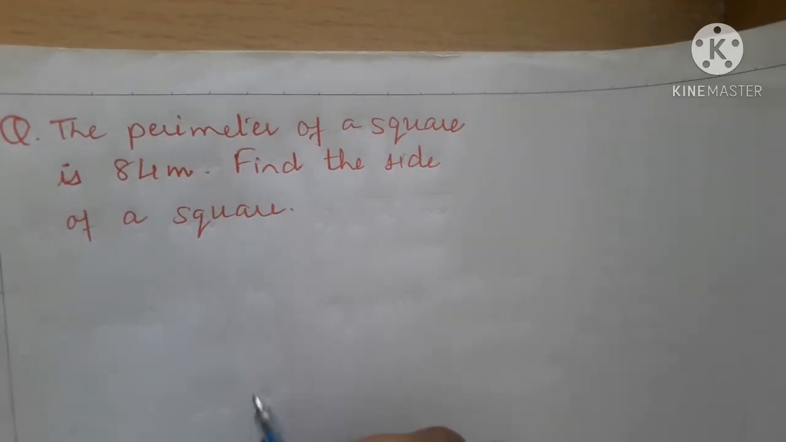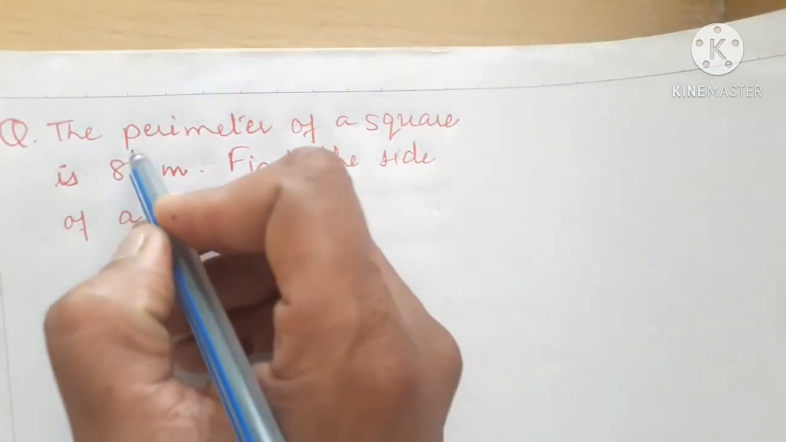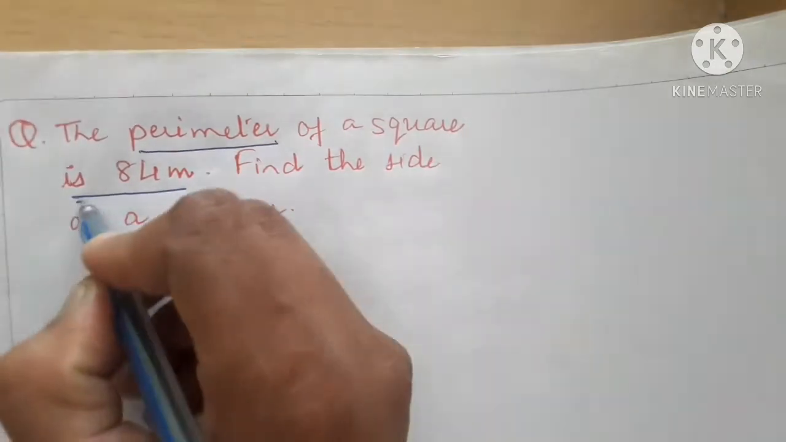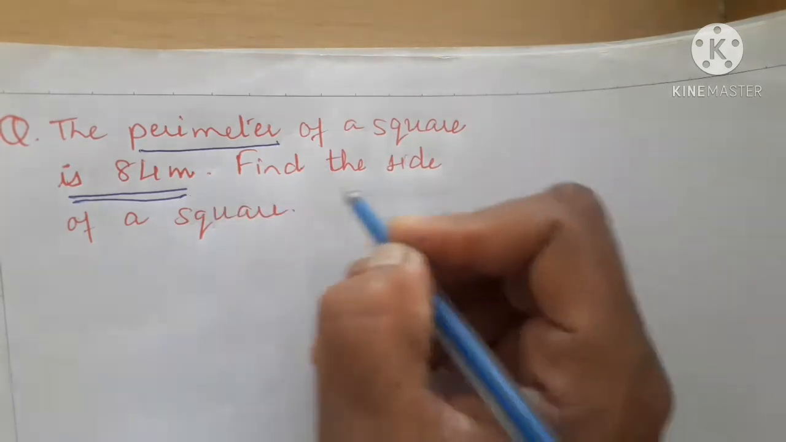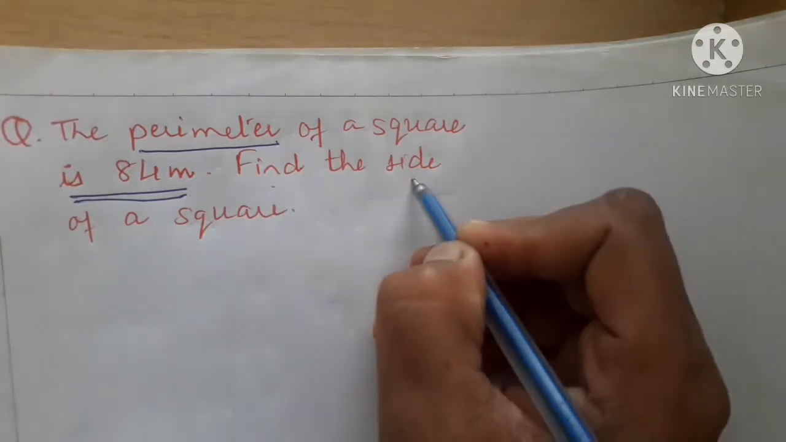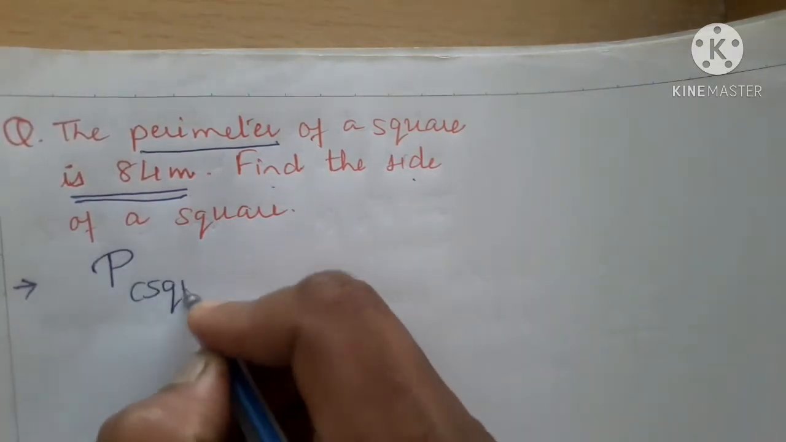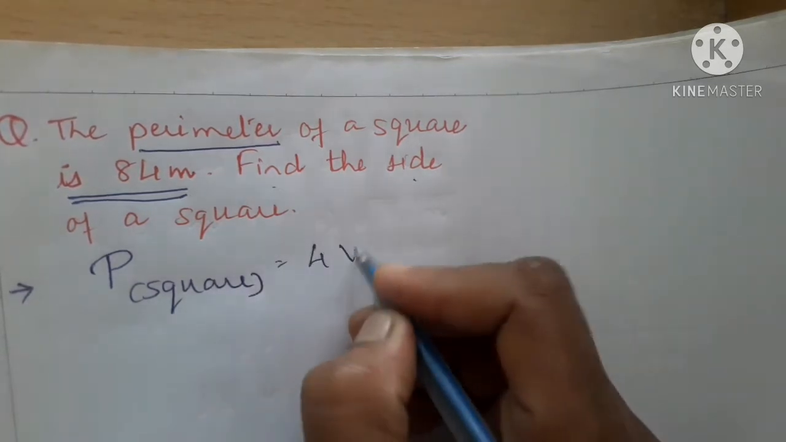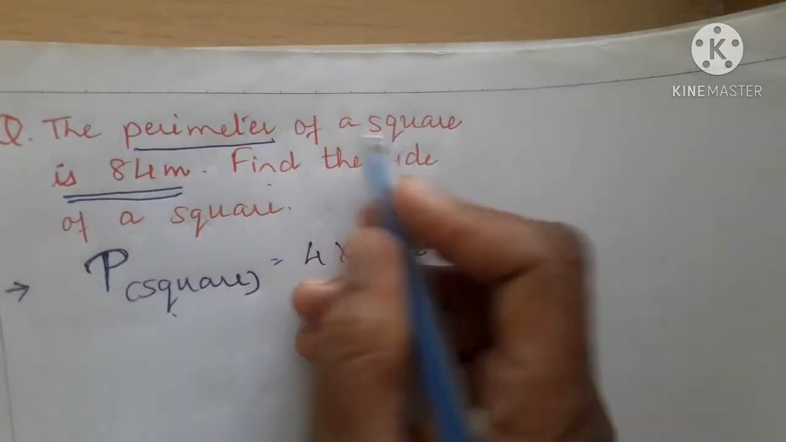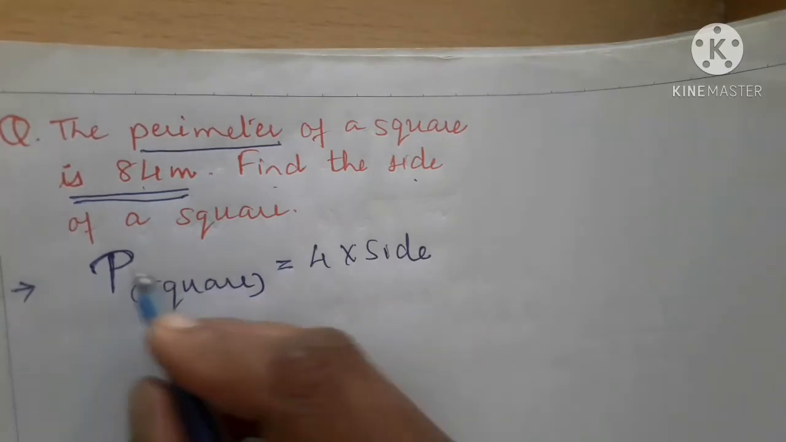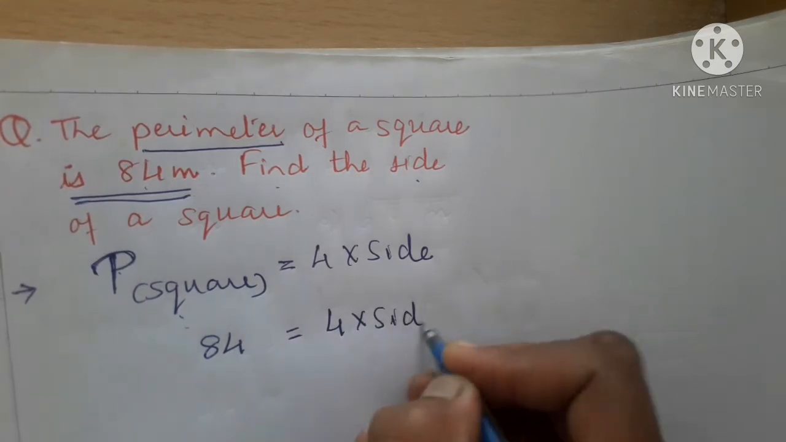Now look at this question. The perimeter of a square is 84 meter. That is, perimeter is 84. Read the statement properly. It's not asked to find the perimeter. It's asked to find the side. So write the formula as it is. That is, I will write perimeter of a square, that is 4 into side. Right? Now perimeter is given as 84. So below perimeter, I will write 84. This is equal to 4 into side.